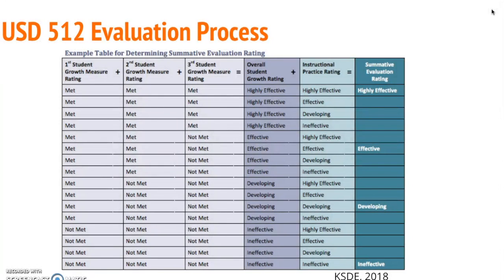On one of these rubrics, you are either developing, ineffective, met, not met, or highly effective. Because this is the first year in the Shawnee Mission School District, there are no highly effectives being given. But you take your overall student growth rating, which are student work samples or student product samples, and then your IPP, and those put together equal your summative evaluation rating.